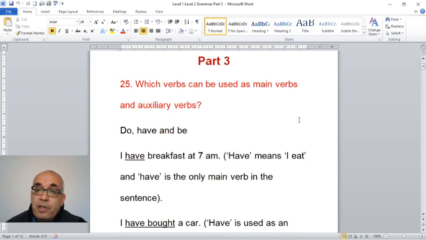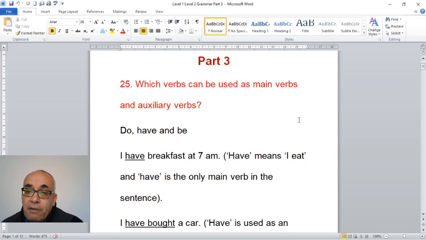Which verbs can be used as main verbs and auxiliary verbs? So we have 3 verbs: do, have, and be. We can use them as main verbs and as auxiliary verbs. I will give you just one example. I have breakfast at 7 a.m. So have is what? Is a main verb. Why is it a main verb? Because it is the only verb in the sentence.